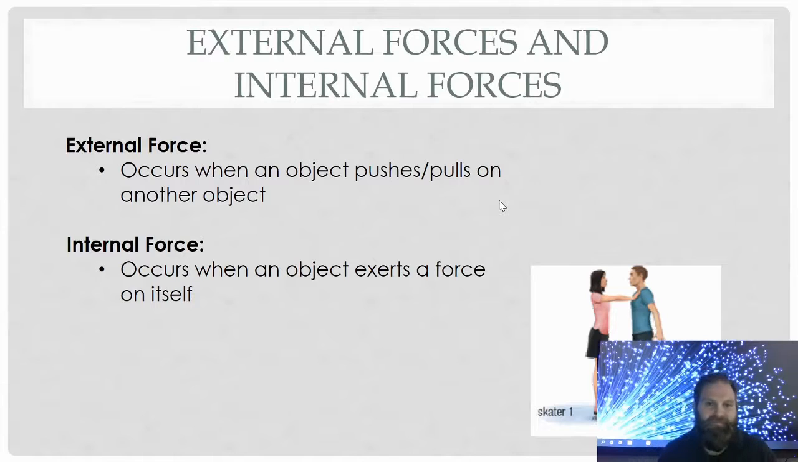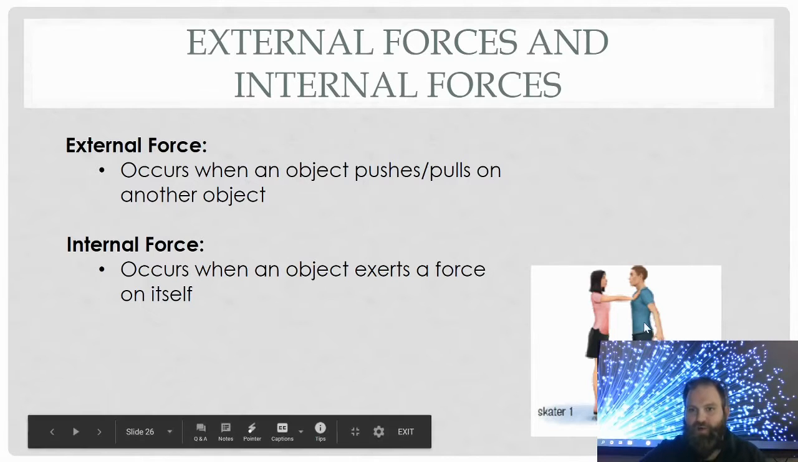Okay, so now that we've talked about some different types of forces, we're going to talk about the difference between an external force and an internal force. In this unit, we're mostly going to focus on external forces. An external force is when an object pushes or pulls on another object. So we have this diagram here. We have two figure skaters. An example of an external force would be if skater 1 pushed on skater 2. So we could draw that applied force in the right direction from skater 1 to skater 2.